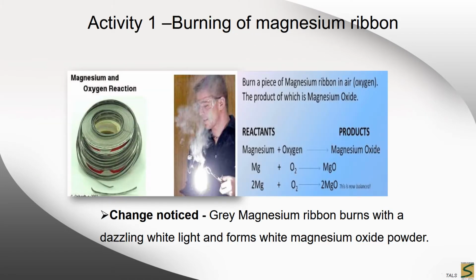Activity 1, burning of magnesium ribbon. Notice the picture given there. A small piece of magnesium ribbon is taken, and when it is burnt, you can see a dazzling white light that is formed. Magnesium reacts with oxygen to form magnesium oxide. Mg plus O2 gives MgO. The change noticed here is that grey magnesium ribbon finally becomes white magnesium powder, and during this process a dazzling white light is also noticed.